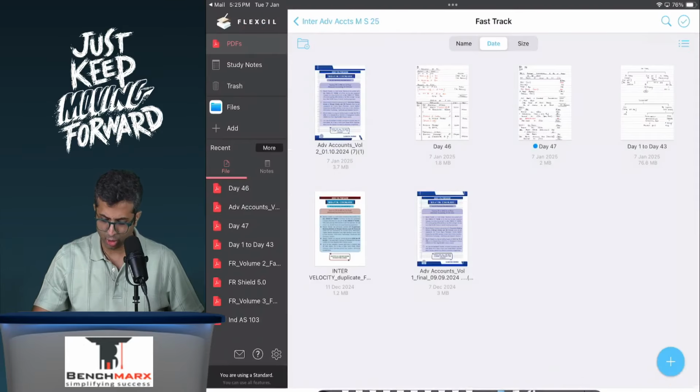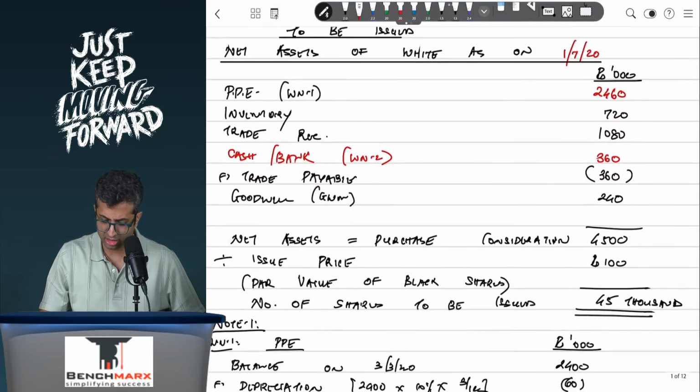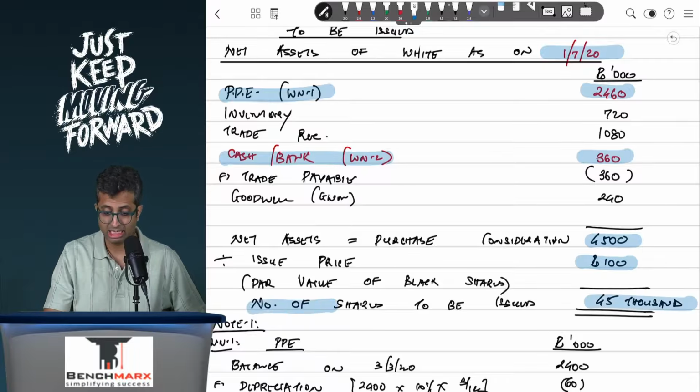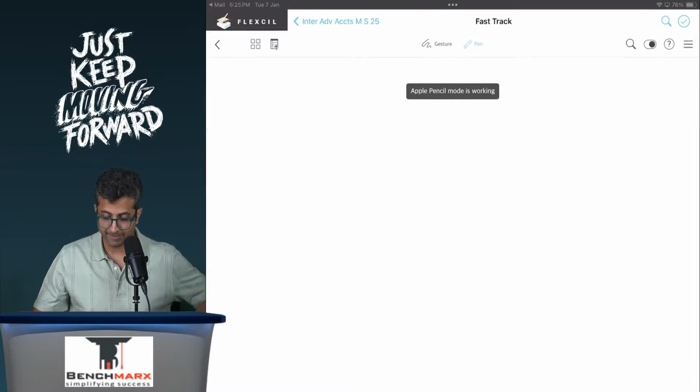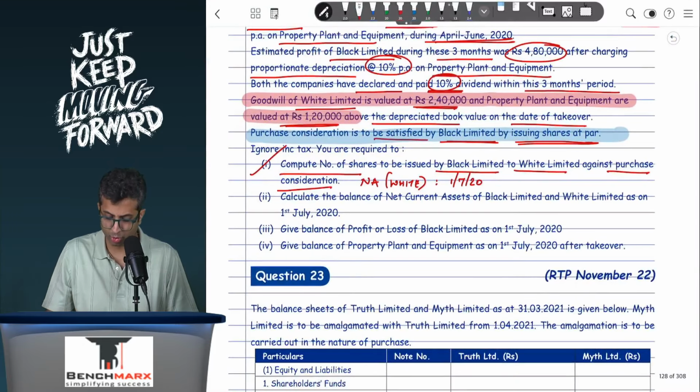So if I were to verify this, let us say for Black, I'll find the net assets of White on 1st July. 2460 will be my PP. Cash bank, as we said, was 360 after all of those adjustments, and 4500 divided by issue price, let's say is 100. Then this will be 45 shares of rupees 100 each. Okay. Next, what are they asking you? If you have done point 1, the other points will flow through very easily. Calculate the balance of net current assets of Black and White as on 1st July.